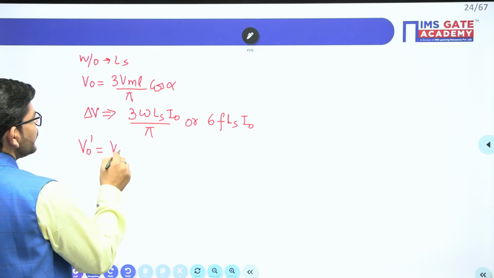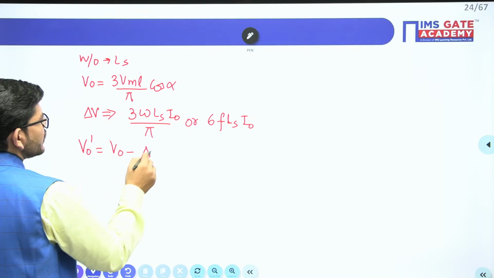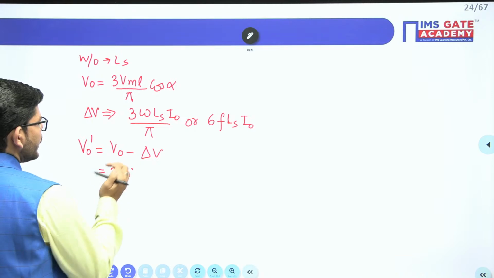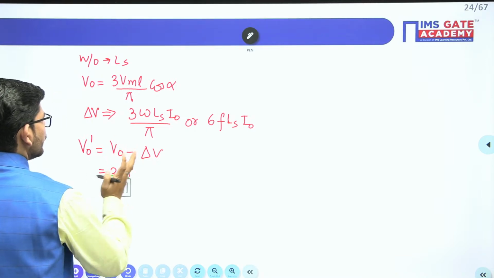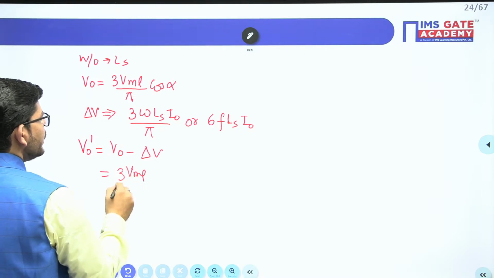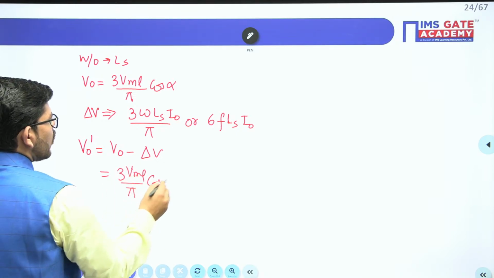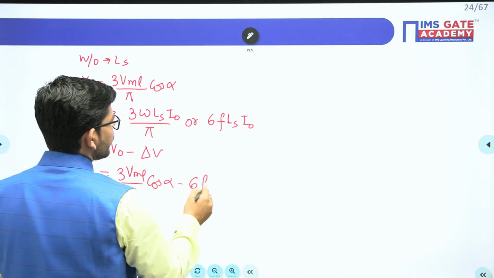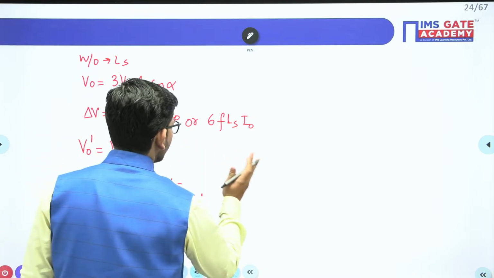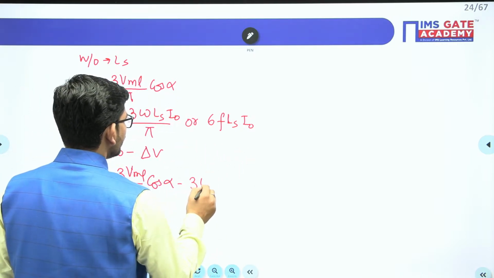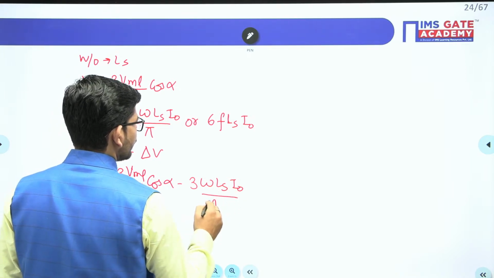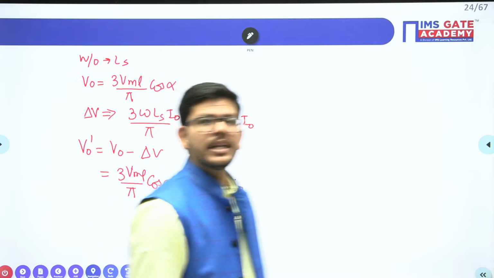New voltage will be the old voltage minus the reduction factor, or you can say here this will be 3 VML upon pi cos alpha minus 6f Ls I naught. Or we can write 3 omega Ls I naught upon pi, whatever you want. So this will be the new voltage.